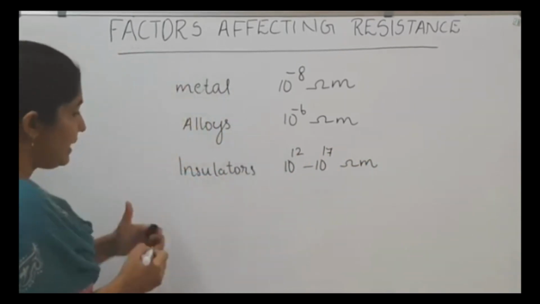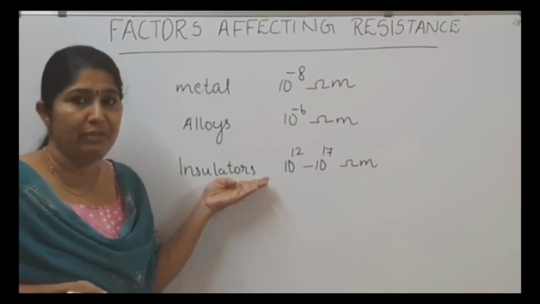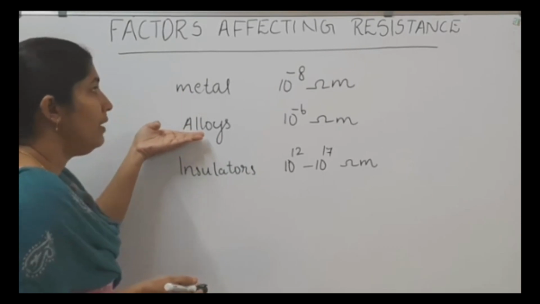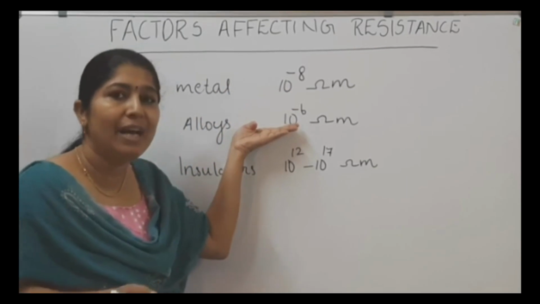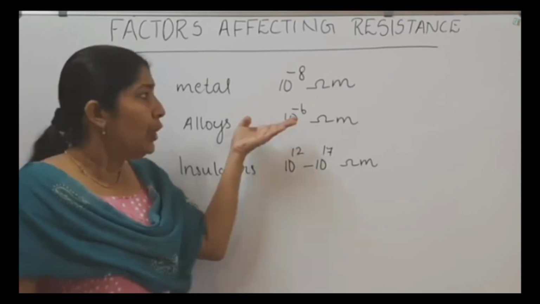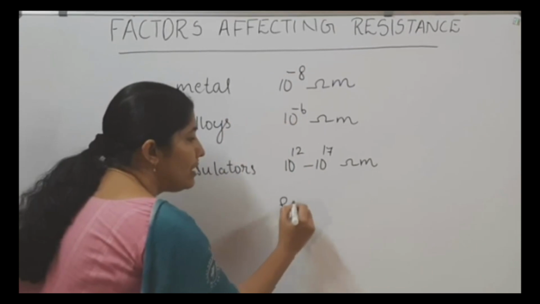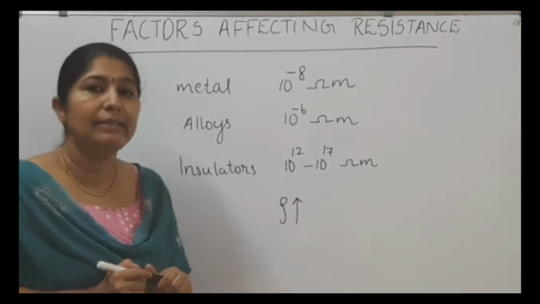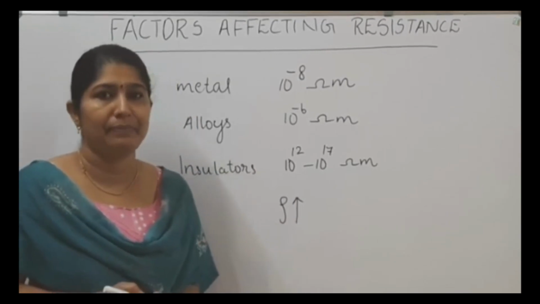From this data, it is very clear that insulators have very high resistivity. But on comparing metals and alloys, it is very clear that alloys have higher resistivity than metals. Due to this high value of resistivity, alloys are used for making electrical devices such as electric iron, electric toaster, etc.